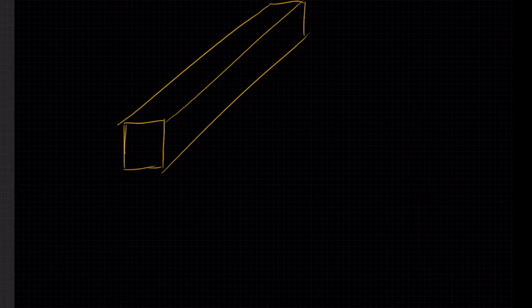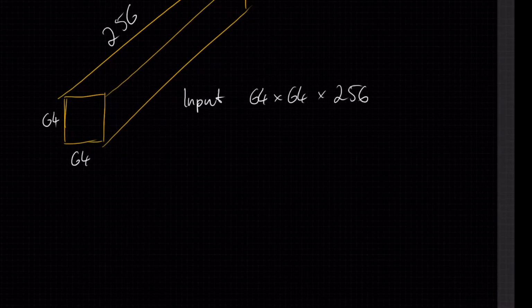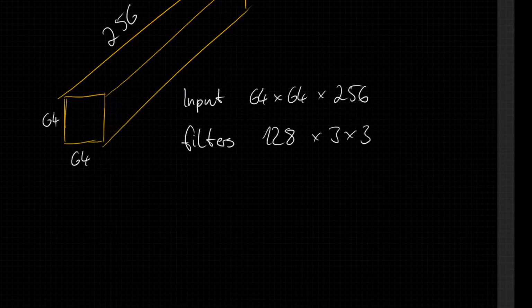Let's calculate how many parameters we actually save by applying a bottleneck. So what we see here is the original input. Let's say it's 64 by 64 and we have a channel depth of 256. So input is 64 times 64 times 256. And for the filters, we have 128 and they consist of 3 by 3 kernels.